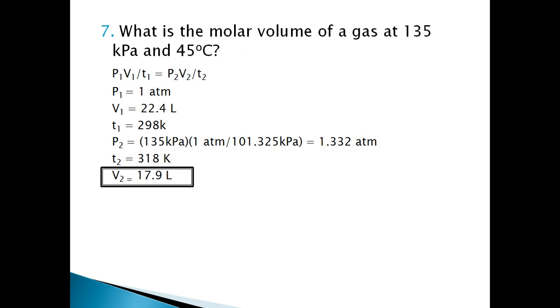For pressure 1, volume 1, and temperature 1, you're going to use the ideal conditions, which are 1 atm, 22.4 liters, and 298 Kelvin, which is 25 degrees Celsius, the room temperature. You're given the pressure 2, which is 135 kilopascals, which you're going to need to convert into atm, and you're given the temperature, which is 45 degrees Celsius, which again, you're going to have to convert into Kelvin. Now you will simply plug in all the numbers into the equation and solve for V2, which in this case is 17.9 liters.